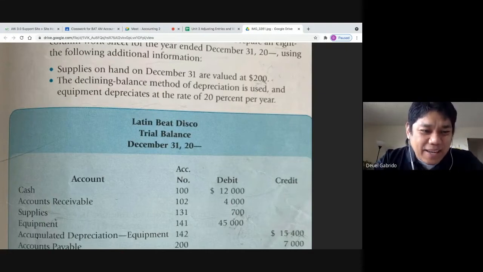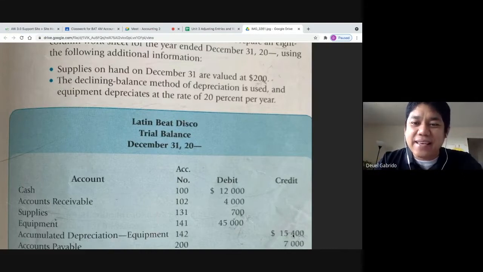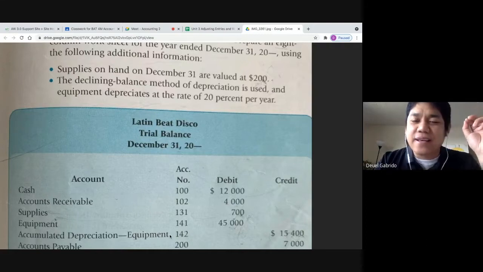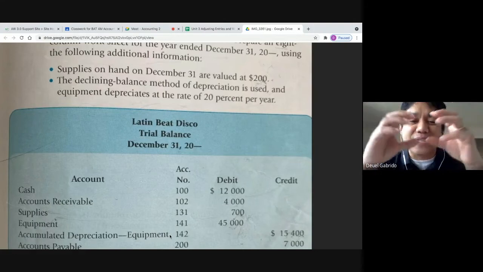Do you see the words accumulated depreciation equipment here? There is already a decrease of 15,400 in the value of the equipment. Do you understand that? 15,400 is the total decrease in the value. So remember, they are always partners. Put this in your mind, guys: equipment and accumulated depreciation of equipment are, let's say, husband and wife. They are married to each other.